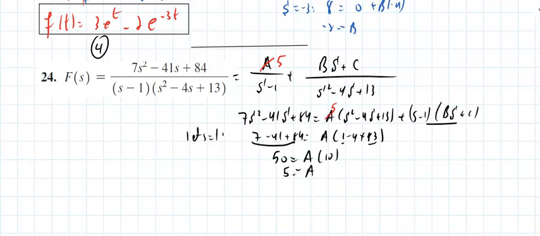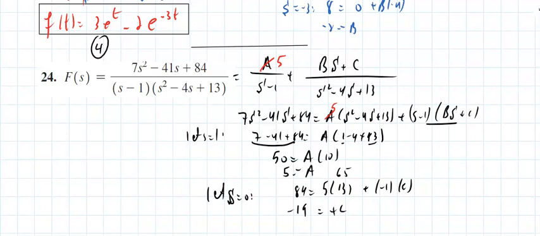Now I could use the book's method, or I could choose two other values of s. Let s equal 0. 84 equals 5 times 13 plus negative 1 times c. So 5 times 13 is 65. 84 minus 65 is 19, I think. So c is negative 19.